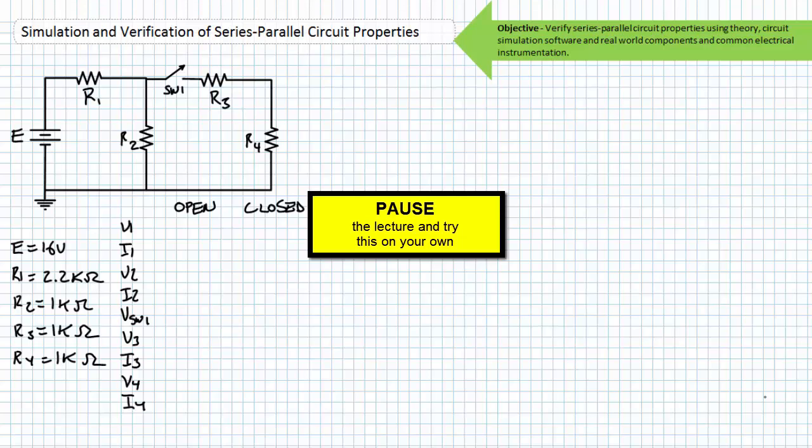By all means, pause the lecture and solve for voltage across all components, including the switch, current through all components, and source current for 2 different situations: 1, when switch 1 is open, and 2, when switch 1 is closed.